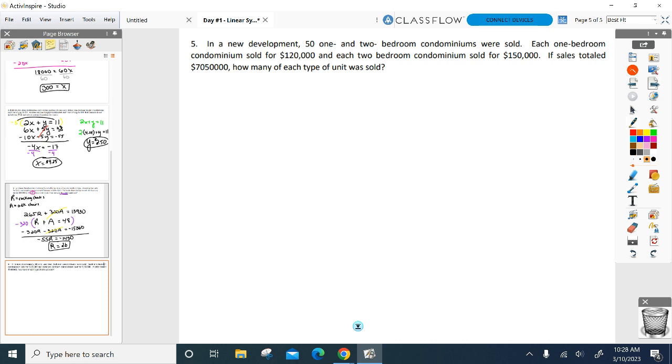All right, a little condo action here. One bedroom and two bedrooms, 50 of them total. You guys see how much they charge for each type. One bedroom's $120,000, two bedroom $150,000. That's a lot of money we got from sales. So how many of each did we sell?